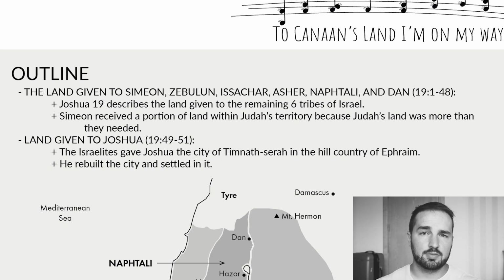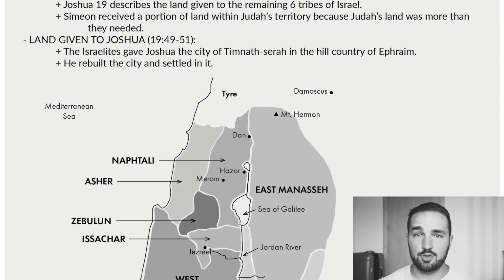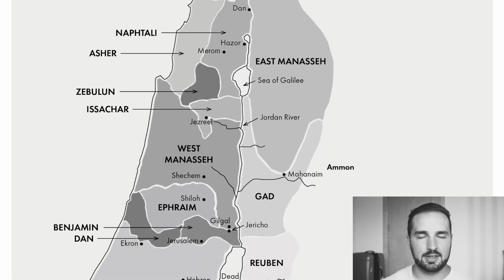The last and definitely the smallest section of this chapter, verses 49 through 51, talk about the land that was given to Joshua. So the Israelites decided that they were going to give Joshua a portion of land, an inheritance of his own, and he received the city of Timnath-Serah, which was in the hill country of Ephraim. He rebuilt the city and he settled there. All right, so that is Joshua chapter 19.